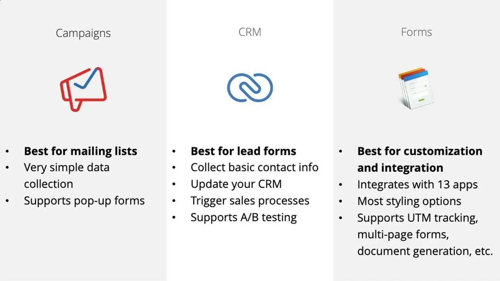So first one, Zoho Campaigns. Zoho Campaigns is our email marketing tool for sending mass bulk emails. It has its own form builder built into it, and it's a really simple form builder. It's best if you're trying to build a mailing list and you just want to collect emails from people who are interested in getting a newsletter or something like that. It's very simple. Usually it's just a name and an email or just an email.